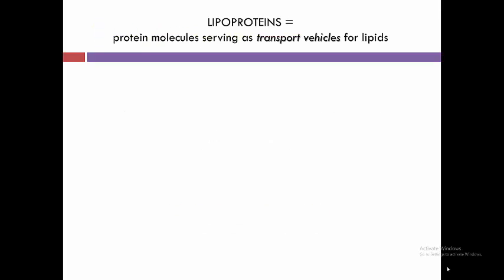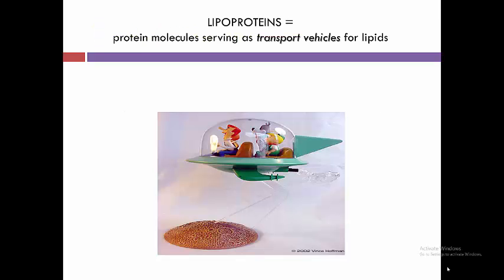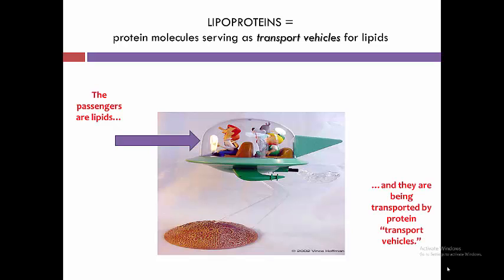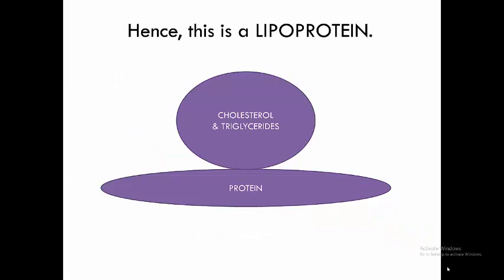So visually, I find that this analogy helps, and many of you may be too young to have ever seen the Jetsons, but maybe you've at least heard of them. The Jetsons was a futuristic cartoon, and I believe it was 2020 when people were expected to be flying around in their transport vehicles instead of driving cars. So if you look at the passengers, those are the lipids. They're the ones being transported by the vehicle, and we can liken that to the protein. So in essence, you see a protein transporting a package of lipids.